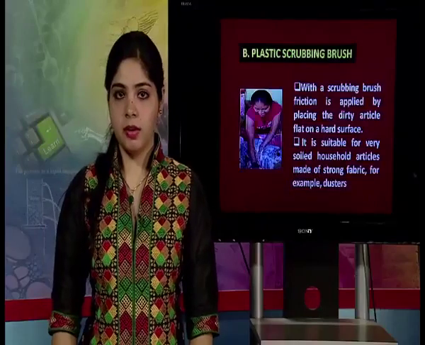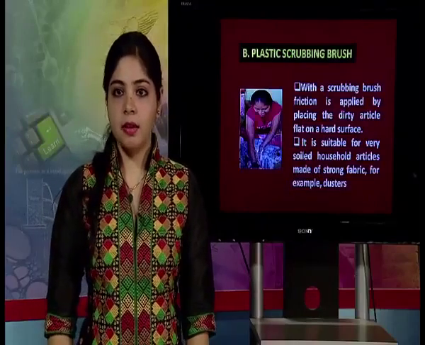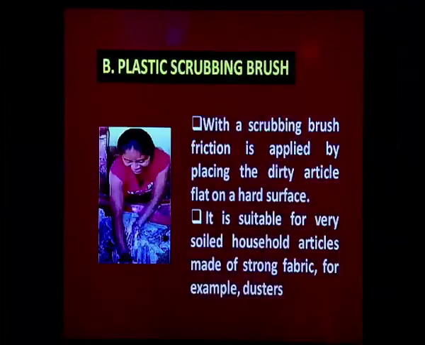The next method is the plastic scrubbing method. This method can be done with the help of a brush. With a scrubbing brush, friction is applied by placing the dirty article into it. It is suitable for soiled household articles made up of strong fabrics like dusters. We all use dusters in our homes. They become dirty. To remove dirt from them, we use a brush.